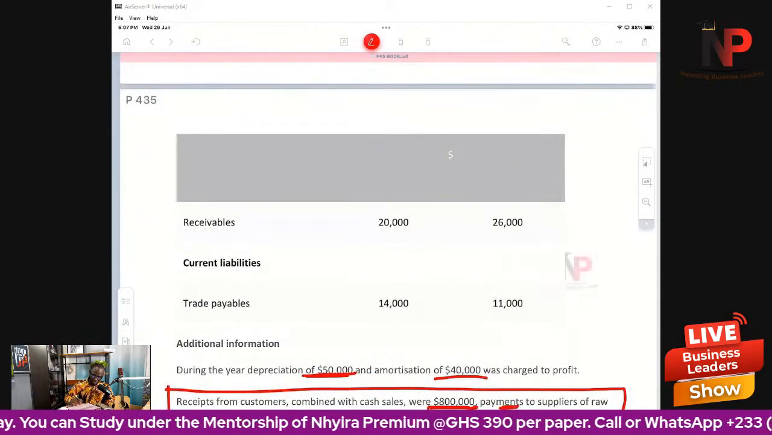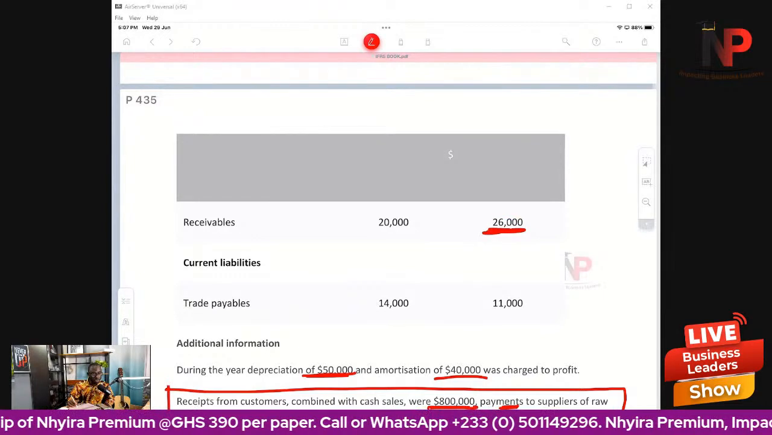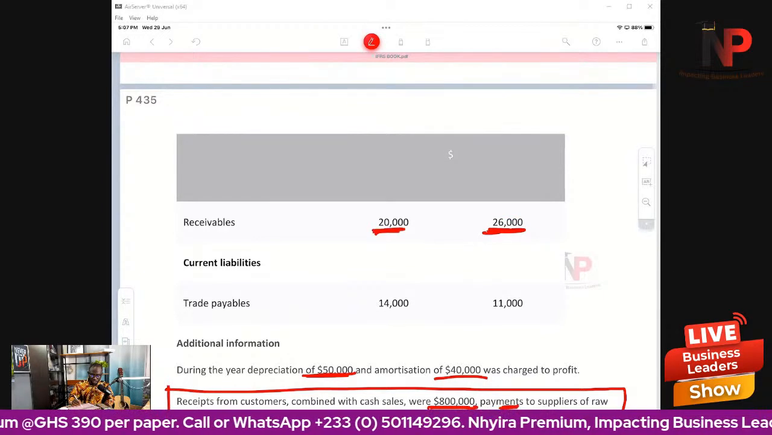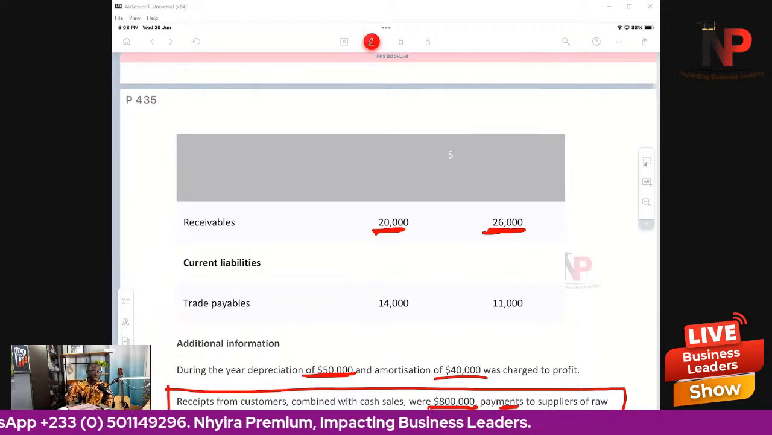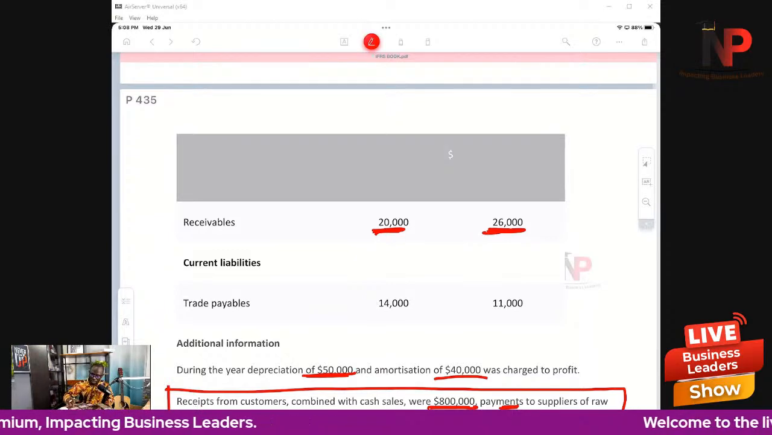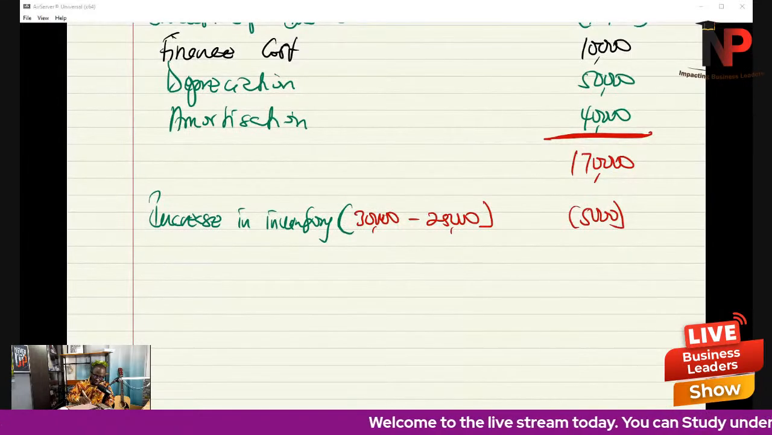Then next one, trade receivables. We are seeing that trade receivables were 26,000 at the beginning of the year, but it is now just 20,000. It means debtors are paying us. So a reduction in receivables is an inflow to us as an organization. So decrease in trade receivables.